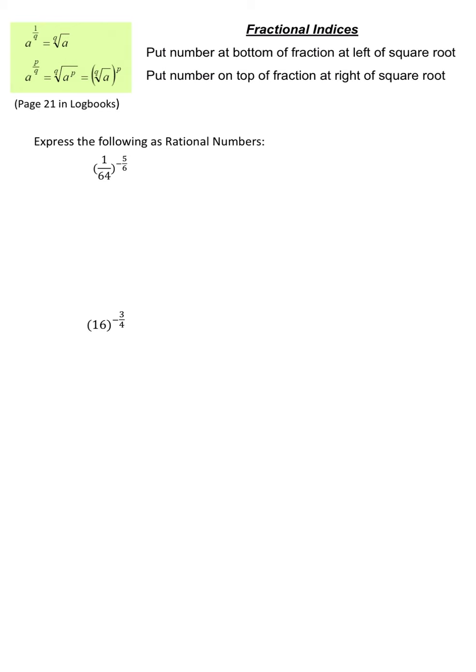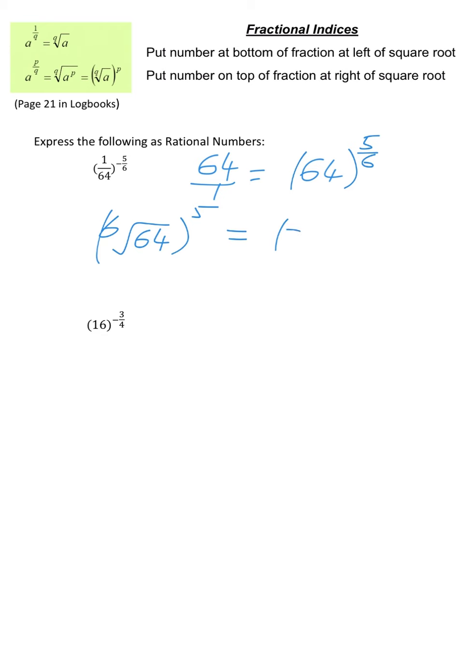Okay, so last one here, these are going to combine the negative indices with the fractional indices. So because it's negative, what we're going to do is flip it upside down. So it'll just become 64 over 1, which is the same as 64. And then because we flip it around, now the power is going to become positive. So then we're going to find the sixth root of 64. So the sixth root of 64 is going to be 2. So then we have 2 to the power 5, which is equal to 32.